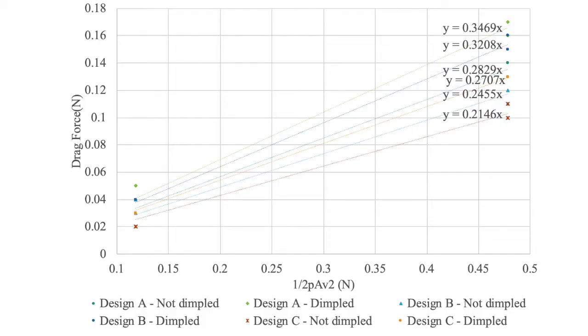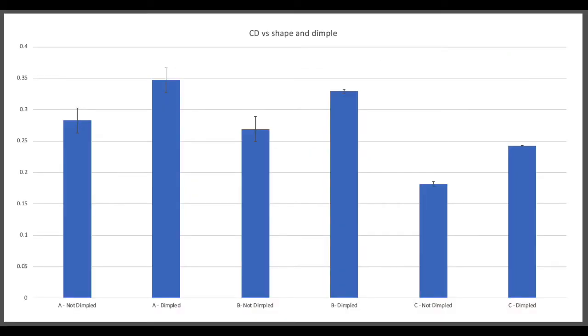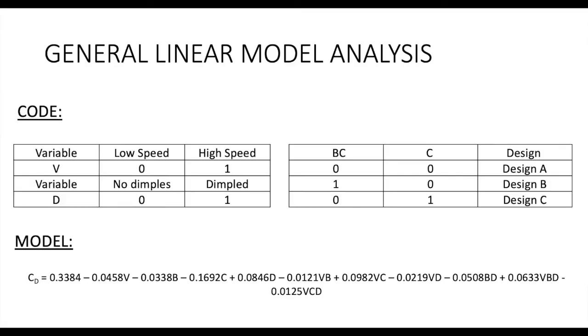Once again, the drag force was plotted against half rho AV squared for the three dimpled and non-dimpled designs. A linear trend line was added as the relationship between speed and coefficient of drag was known. The coefficient of drag values were recorded, and the bar graph shows the results. It is observed that design A has the highest coefficient of drag, followed by design B and then design C. Dimpled car designs were found to have had higher coefficient of drag than the non-dimpled for all three designs, as expected from literature review.